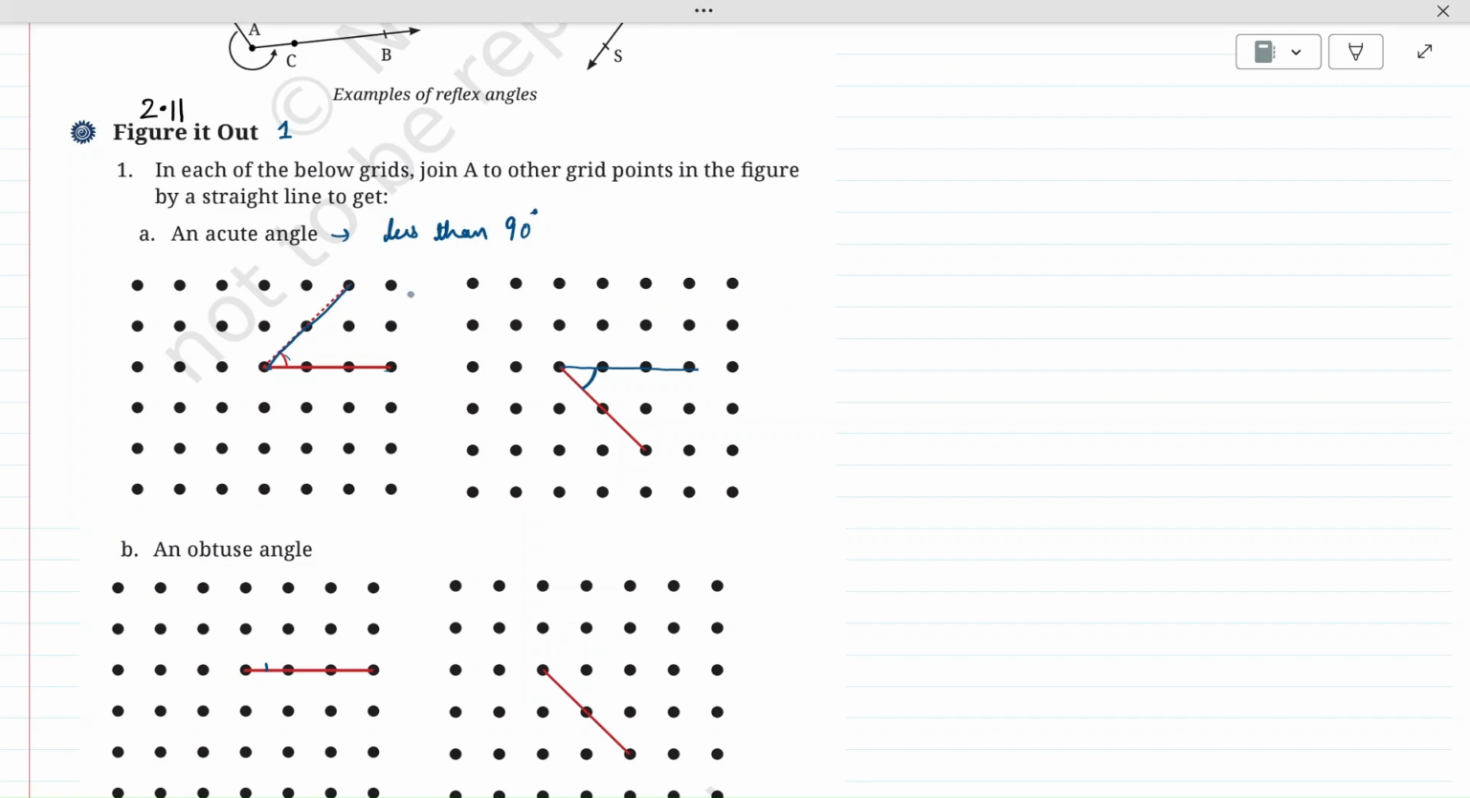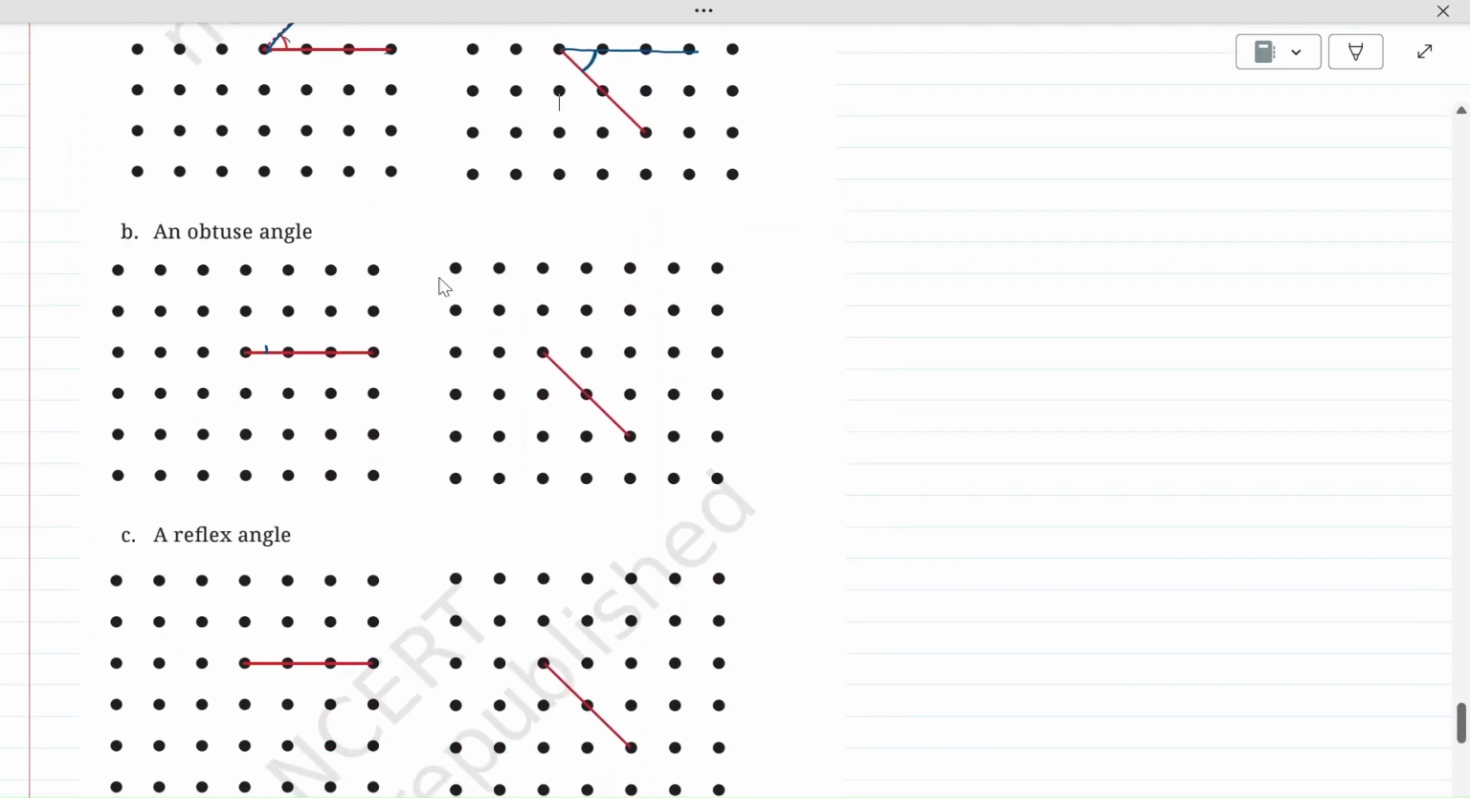Correct? Now, in the second part, we have to make an obtuse angle. And an obtuse angle is the angle which is more than 90 degrees. Right? So how do we do it? We can join these 3 points. It will be more than a right angle. So, this is an obtuse angle. Similarly, I can join these two and this is our obtuse angle.